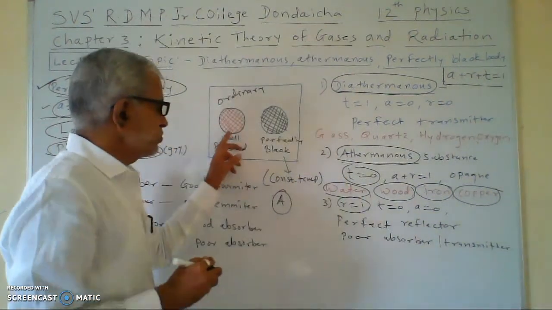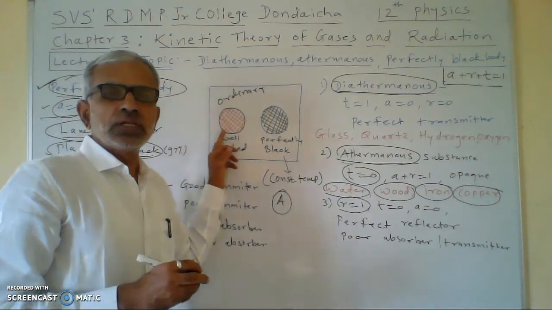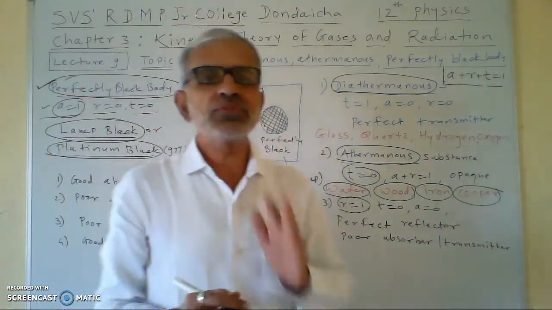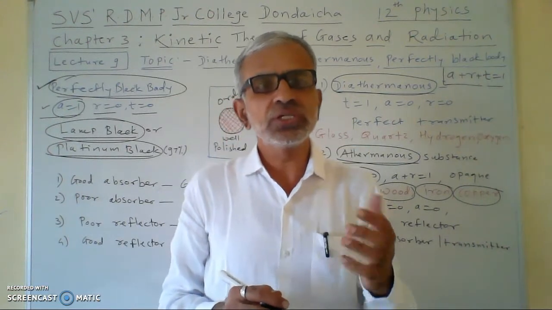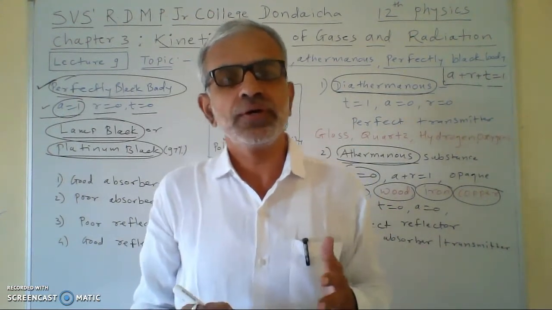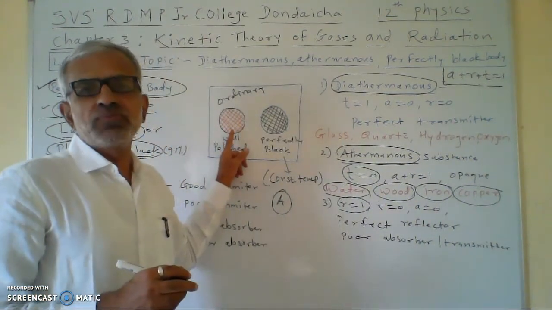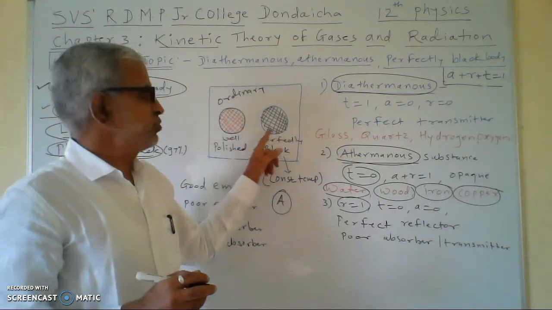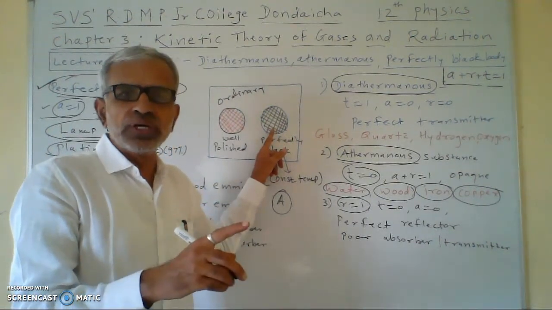Then what is the property of the well polished ordinary body? It will not absorb more heat. Since it is polished, it will reflect more heat. This body reflects more heat and absorbs less heat, while the black body reflects less heat and absorbs more heat.